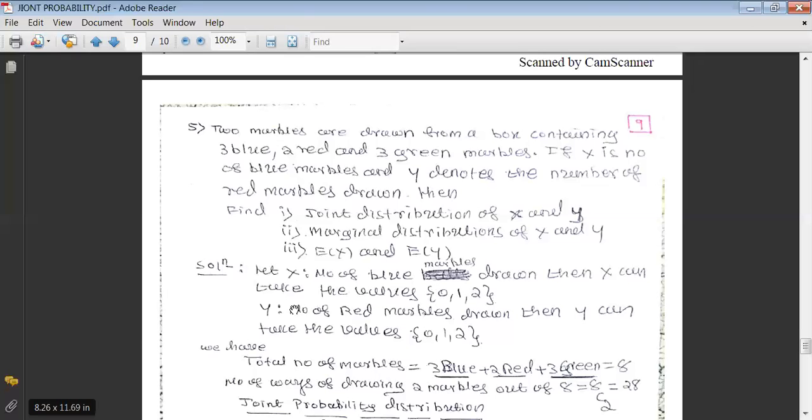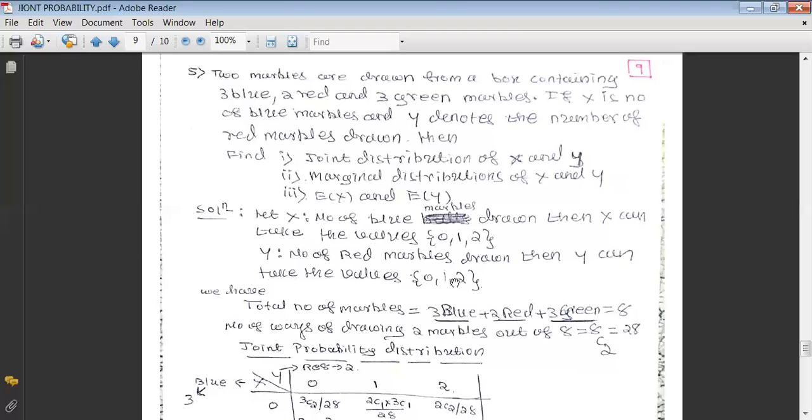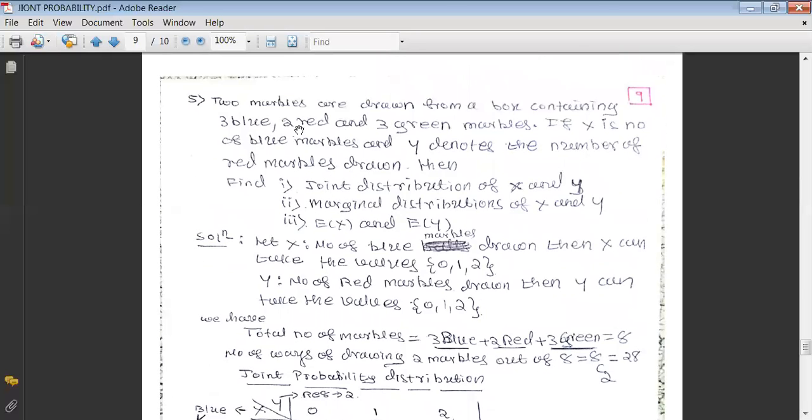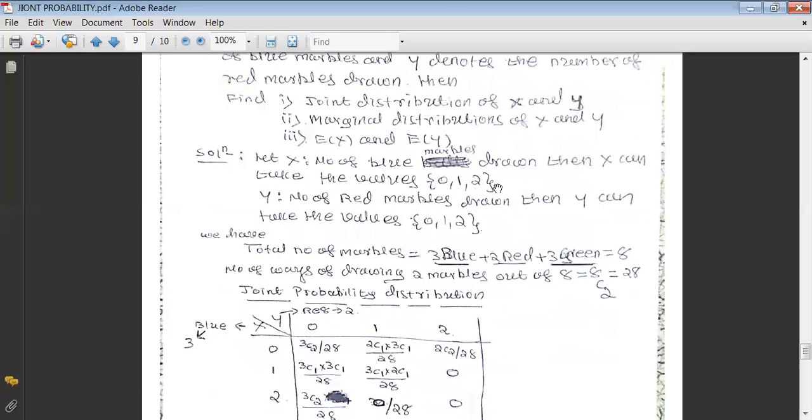In the same fashion, when we draw two marbles, in the selection, there may not be any red marble. In that case, Y takes the value 0, or there may be one red marble, or there may be two red marbles. These are the possible values that the variable Y can take, where Y represents the number of red marbles drawn and X represents the number of blue marbles drawn. And as the information says, in the box there are 3 blue, 2 red, and 3 green. Therefore, overall there is 3 plus 2 plus 3, totally there are 8 marbles in the box.